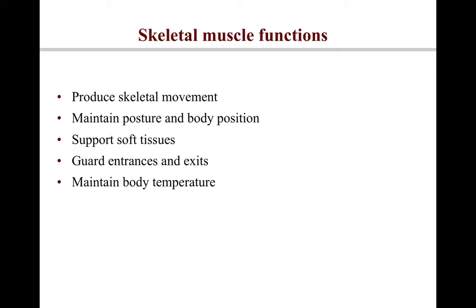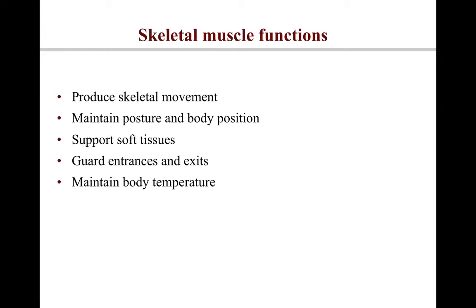Guards, entrances, and exits. Throughout this course, you will learn that different parts of the body have different sphincters. These sphincters can open and close according to need, and those exits and entrances can be monitored by these sphincters. We have the esophageal sphincter in the esophagus. We have sphincters in the stomach. Those allow substances to go in and out as required. These are all made of muscles, and they are very important for proper physiology to take place.